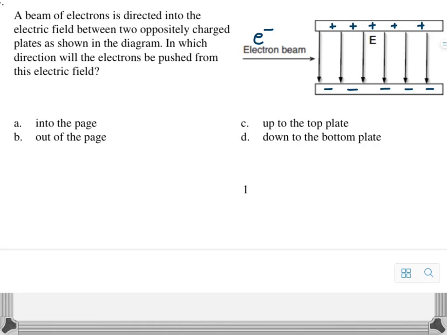Well, what does an electron, which has negative charge, want to do once it gets near other negative charges? Well, it wants to run away from those charges. It is repelled by these charges. What does it want to do when it gets close to these positive charges? Well, it is attracted to those charges, so which way do you think this electron will go once it enters this electric field? Well, hopefully you now understand that it is going to actually go up toward the top plate. So the correct answer would have been C.